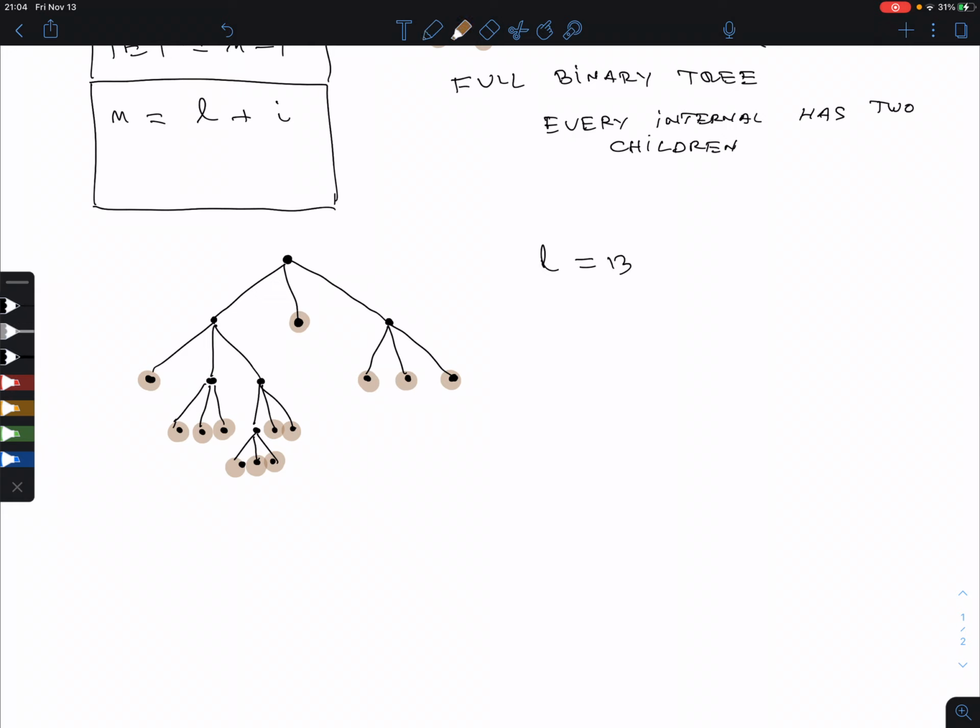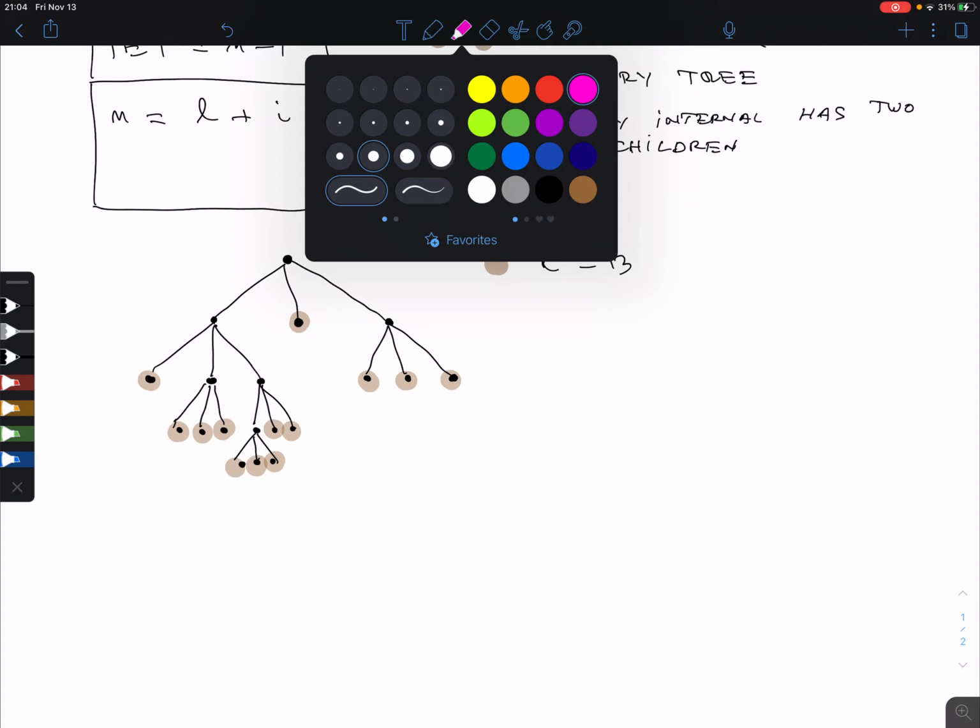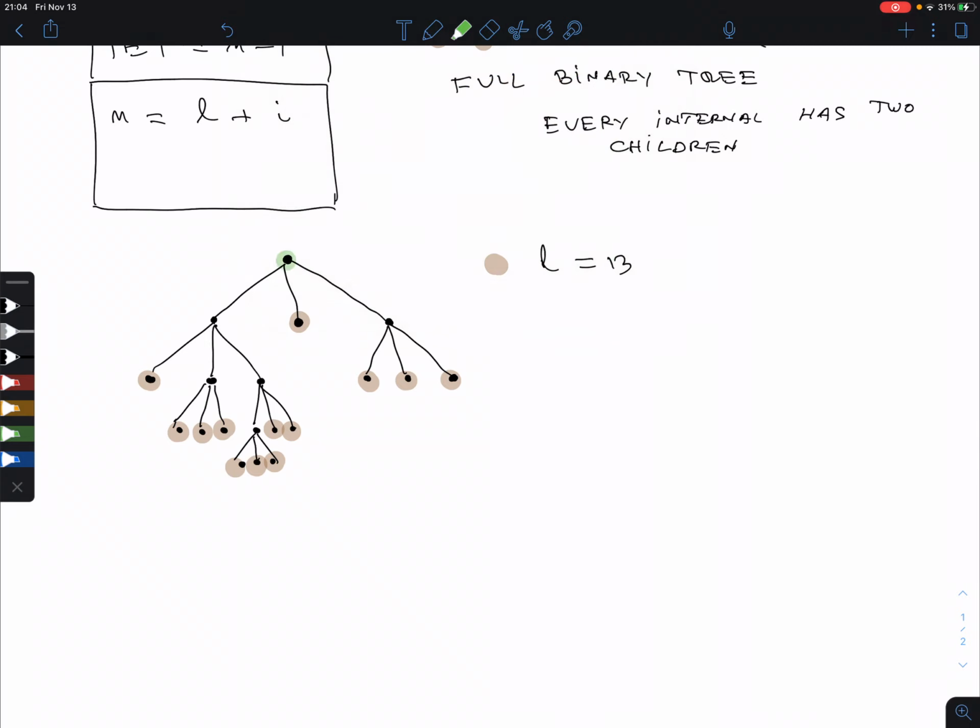Oh no, let's put it here. Leaves. Then we have the internals. Perhaps I should make them green, right? Okay, let's make them green. Keep the colors of the trees, right? So 1, 2, 3, 4, 5. I is 5. So we know also what n is. What is n? The sum of both, 18. We don't have to count. Okay.